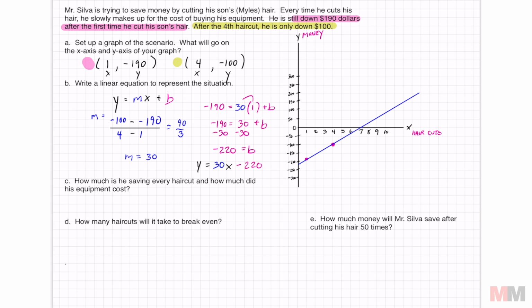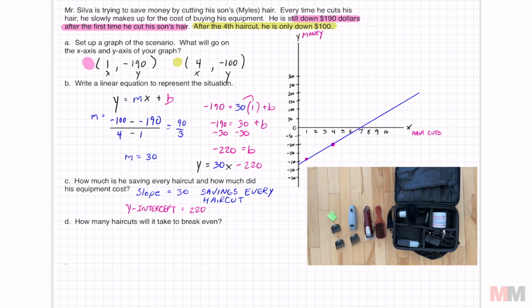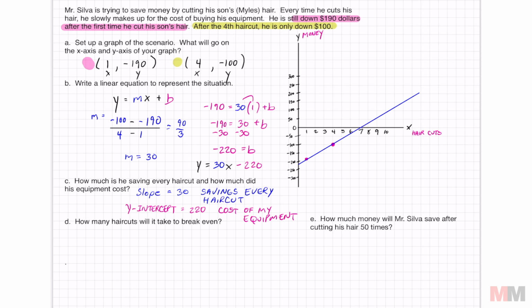How much is he saving every haircut, and how much did his equipment cost? Every haircut, I am saving 30. That is my slope. I actually looked up that price, and that's the average price of cutting a toddler's hair in Chicago. My y-intercept, 220, represents the cost of my equipment. Moving on to letter D. How many haircuts will it take me to break even?